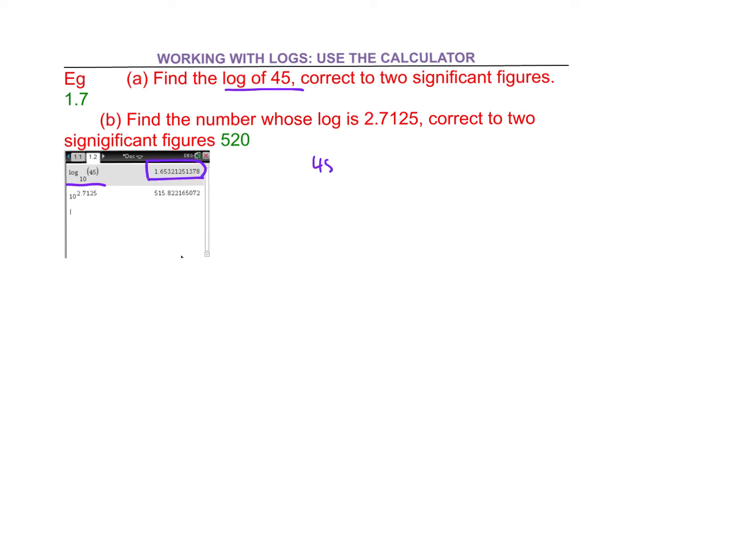So 45 as a log number is actually 1.65 whatever. So if I had a histogram down here with a log 10 scale, and you might have -1, 0, 1 and 2, the number 45 falls into here, doesn't it? The number 45 has a log scale of 1.65. So it actually falls in that category.